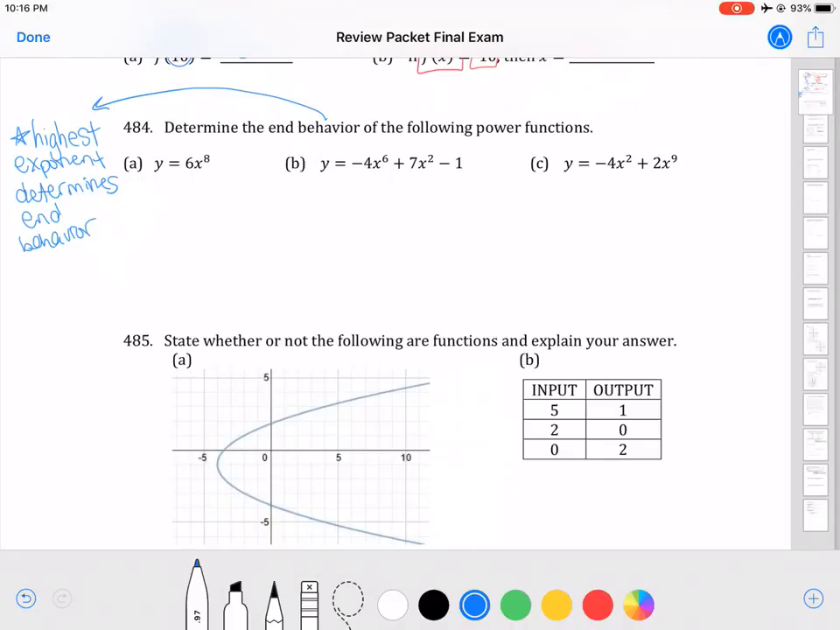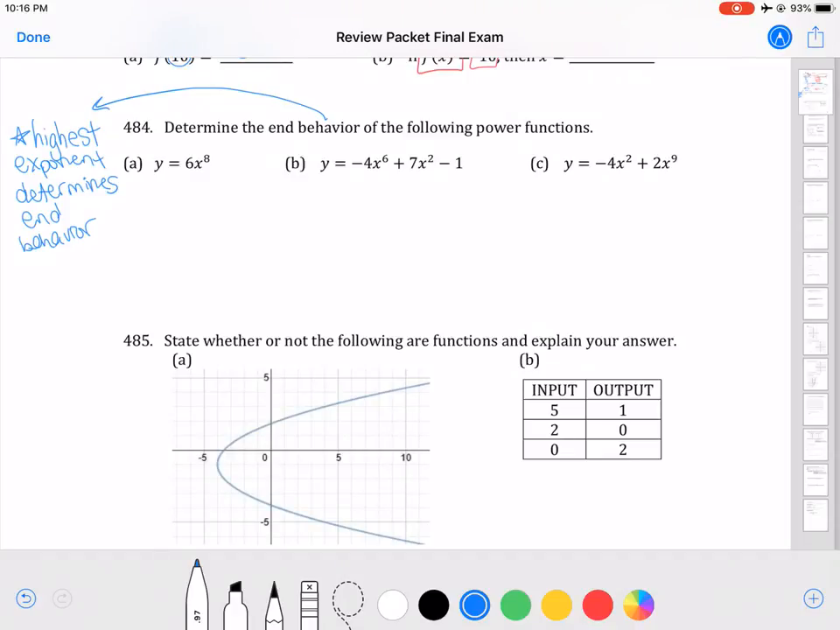Now, what you could do for this, for all 3 parts of this question, is graph all 3 of them in your calculator and see what the ends are doing. The other way that we learned in class depends on your exponents and your coefficient, or in other words, the number in front of your variable.